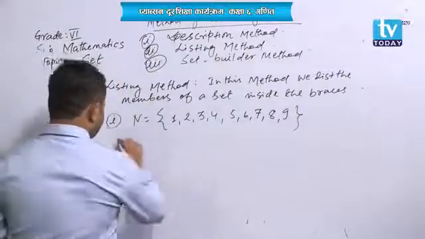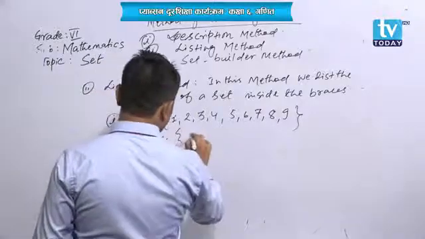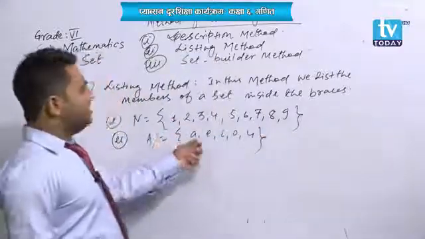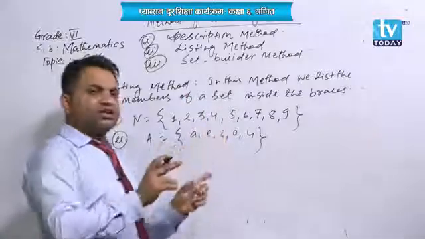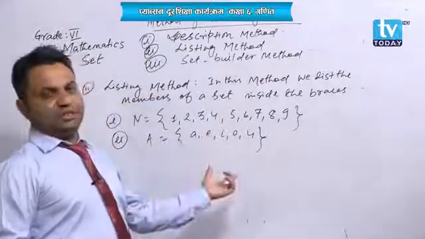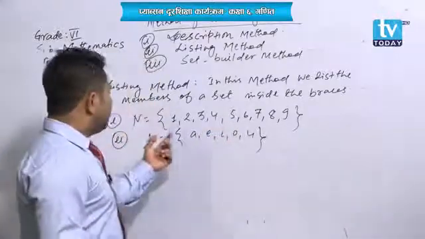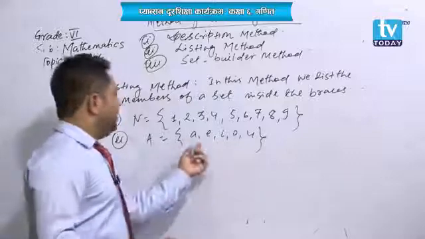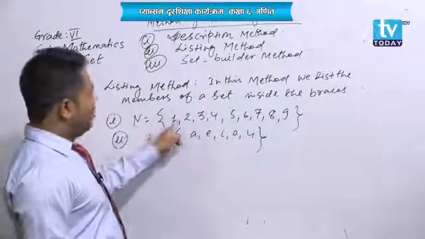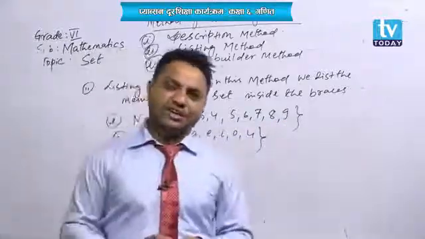Now number 2: A, E, I, O, U. We are listing all these elements, but in the previous case we were simply showing the common property. In this case we are listing all the elements. A, E, I, O, U means vowel letters of the English alphabet. And for the natural numbers, 1 2 3 4 5 6 7 8 9 means natural numbers less than 10.